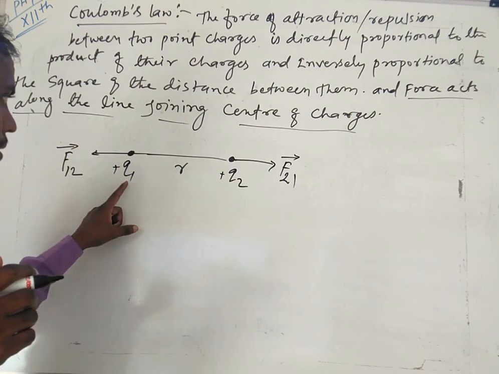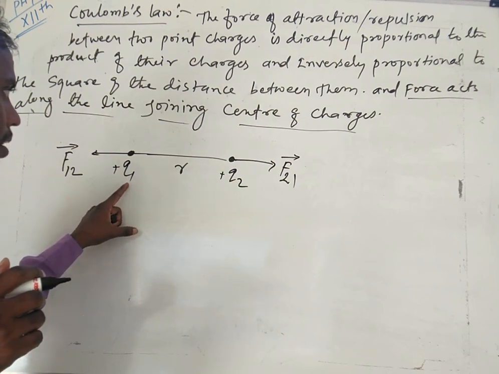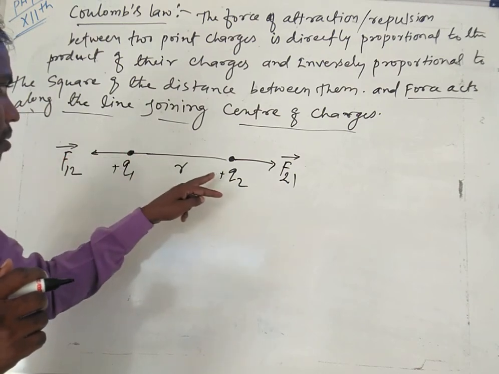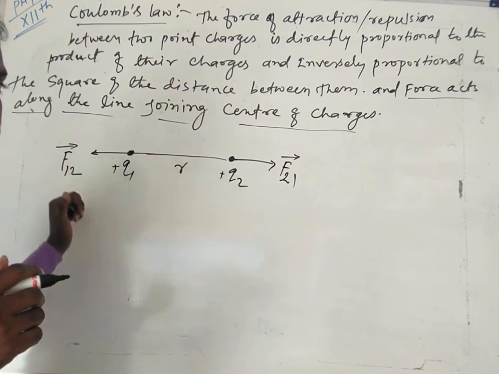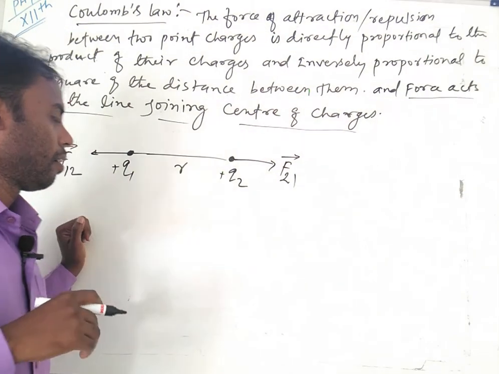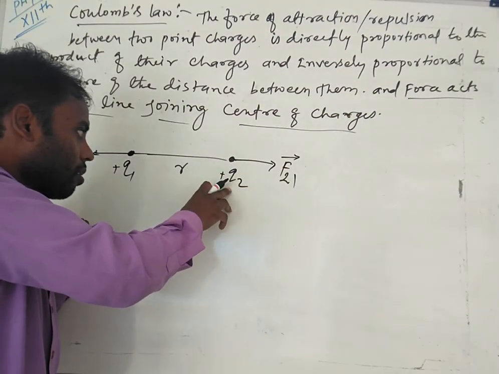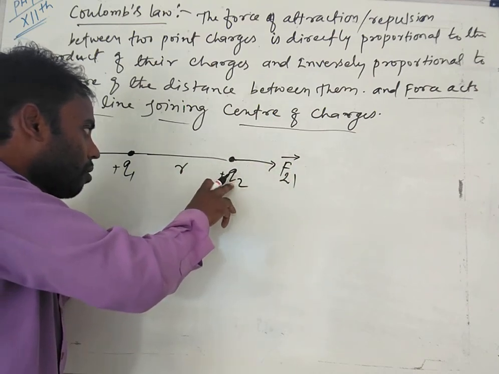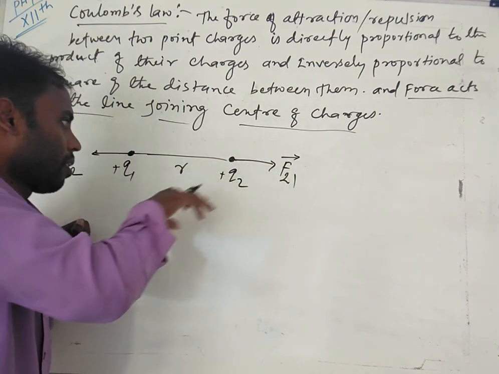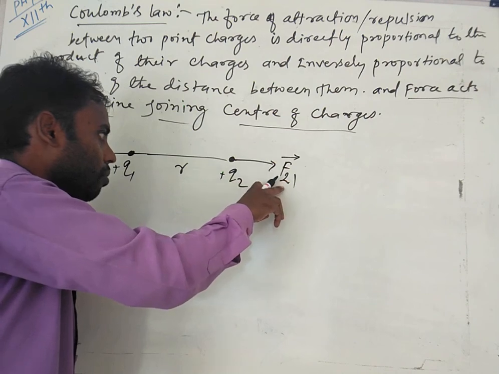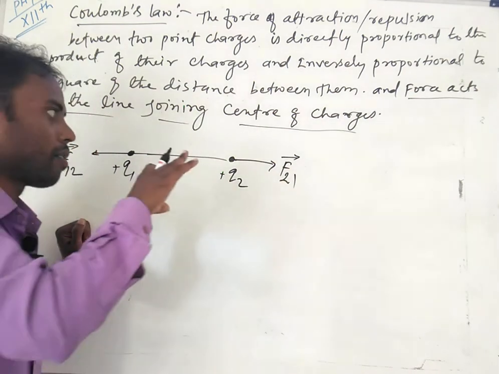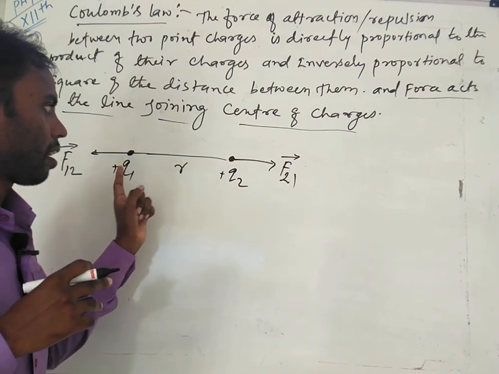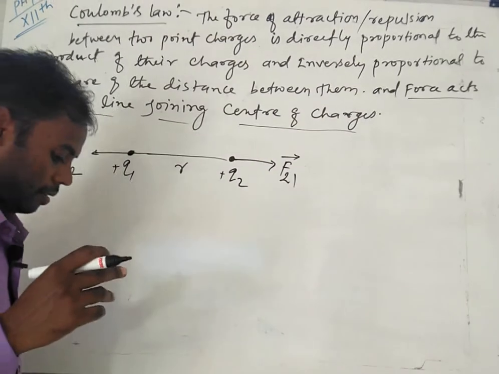Force on Q1 due to Q2 will be in this direction, because these are like charges, so there will be repulsion. Next, the force on Q2 due to Q1 also will be repulsion. The direction will be to the right side, because here also we are getting repulsion.